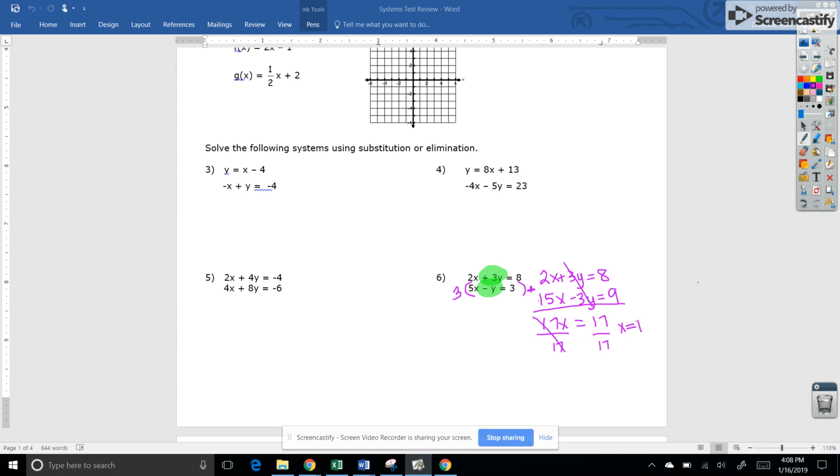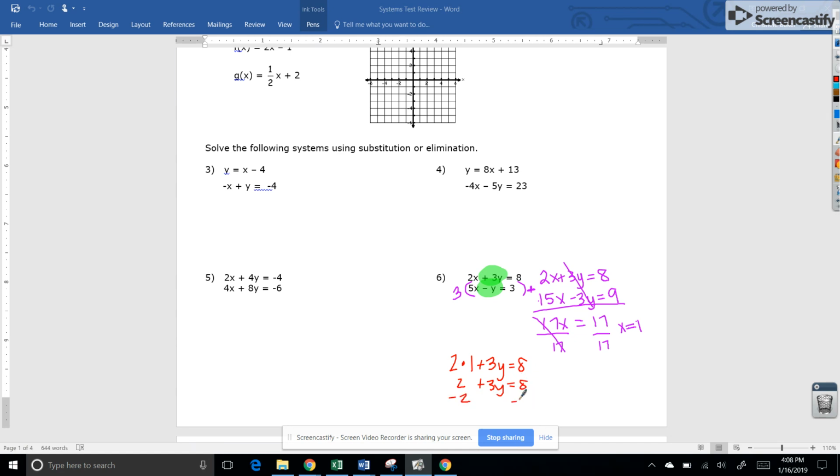Substituting this back in, now I can pick either equation I want. I'm actually going to do both in this one just to show you that it really doesn't matter. I should get the same y value no matter which equation I plug it back into. So if I plug it into the top equation, we have 2 times 1 plus 3y equals 8. 2 times 1 is 2. I'm going to subtract 2 from both sides. That gives me 3y equals 6. So when I divide both sides by 3, I get 2. So there's my answer. There's my ordered pair.